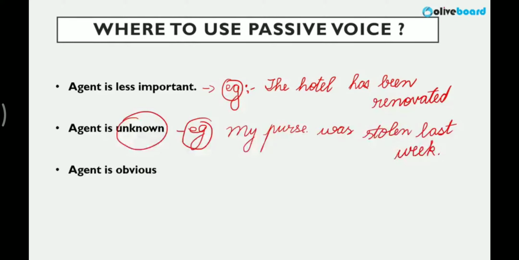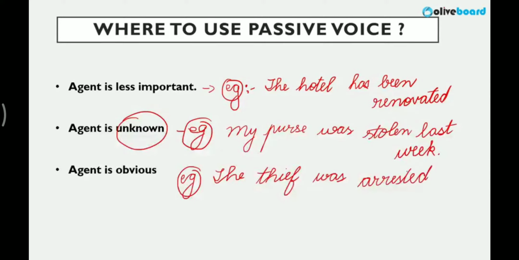Next, when you know the obvious answer that who is the subject, you don't have to mention it, right? So, for example, if I say the thief was arrested yesterday. Now, it is so obvious that the thief was arrested means by the police. You know the obvious agent subject. It is not necessary to mention it. You already know. Even if you have not mentioned, it is pretty clear. So you will not definitely mention something which is obvious. Then we use passive form.